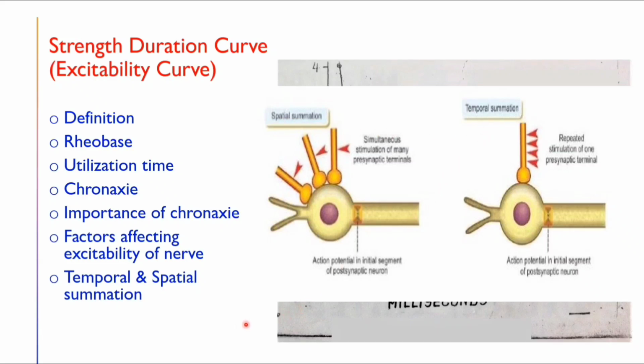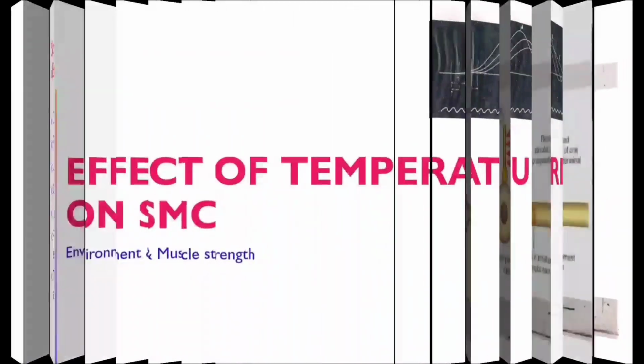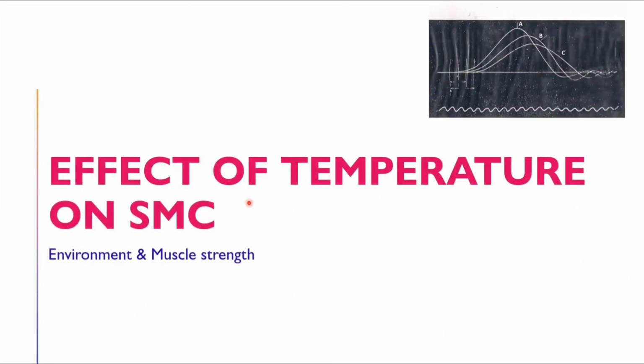Now let's move to the next section of the slide. Next is the effect of temperature on simple muscle curve. That is, we will see the effect of environment on muscle strength basically. So this is the graph of the effect of temperature on simple muscle curve. Let's dive deep into it.